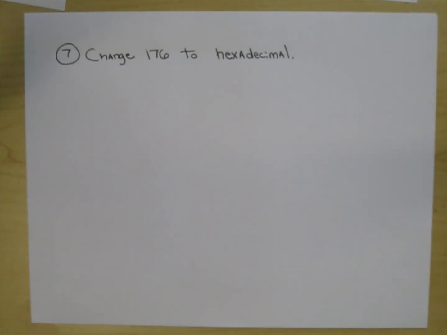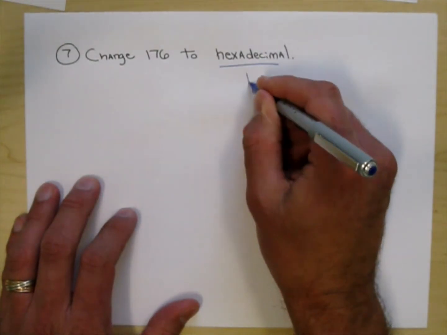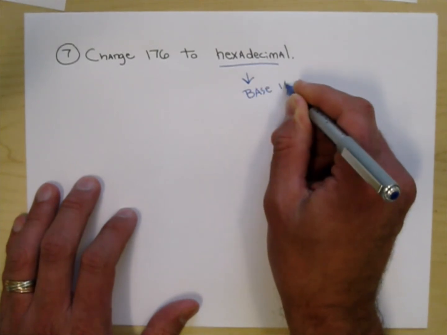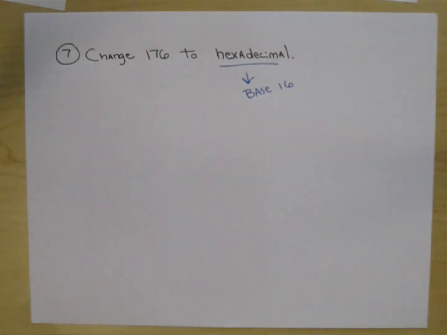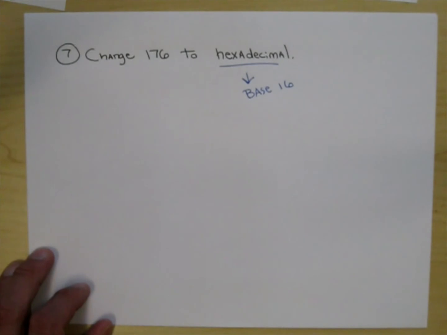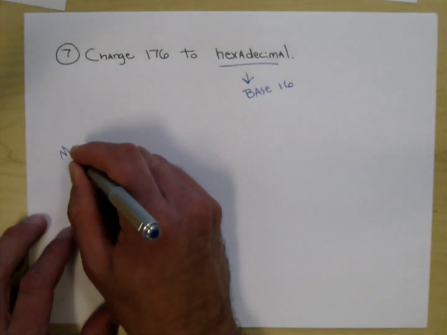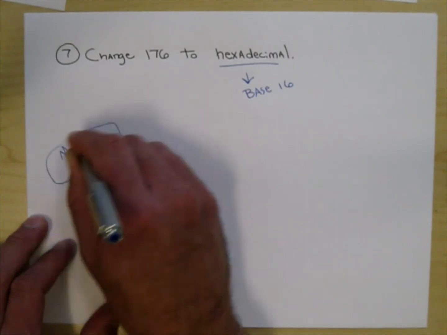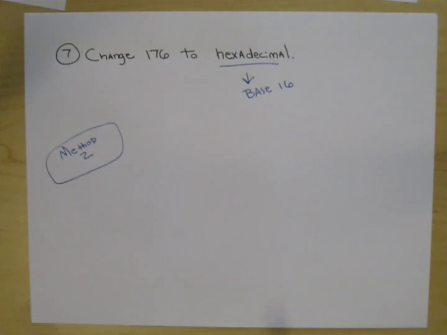Change 176 to hexadecimal. What is hexadecimal? Hexadecimal is base 16. Now this one is not as bad as the last problem. The last one was 3,391 and this one's only 176. I'm just going to use one of the methods this time. I'll use method 2. You could pause the video and see if you can do this problem. And I know you're thinking the last problem just spooked you. This one is not as bad.